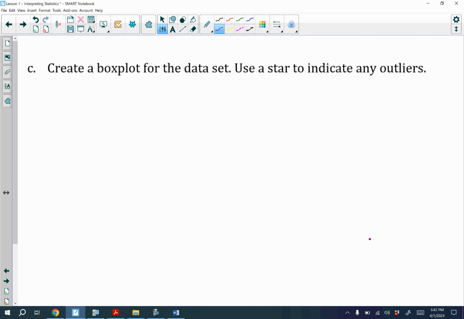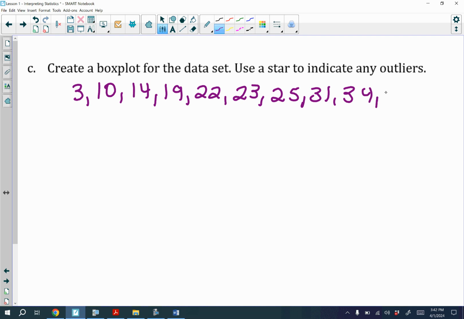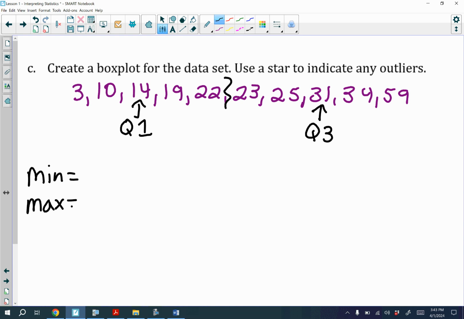Okay, so now let's talk about how we identify some of these values. So I'm going to just rewrite the numbers to make it easier for us. So we got 3, 10, 14, 19, 22, 23, 25, 31. Remember, these were the numbers that we already talked about. Now, we already talked about what is the Q1. So we said 14 was the Q1, so that stays. And then we said 31 was the Q3. Okay. Now, we also need to talk about the min value and the max, as well as the median.